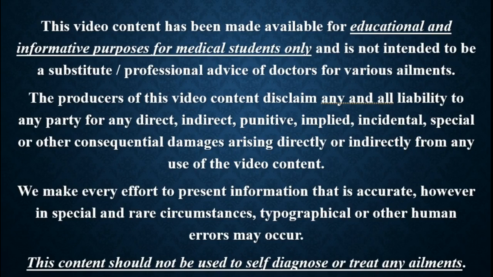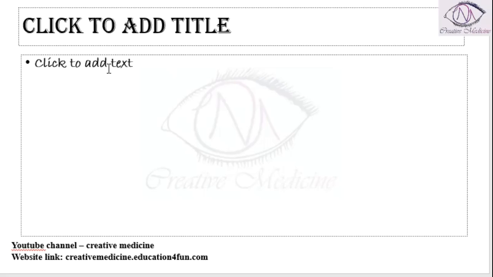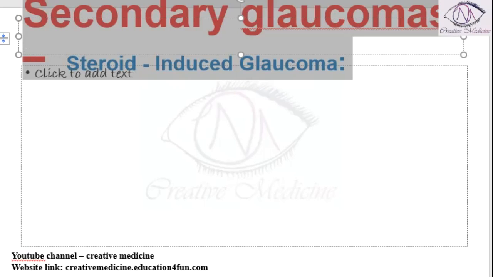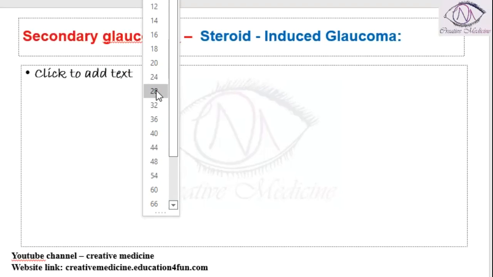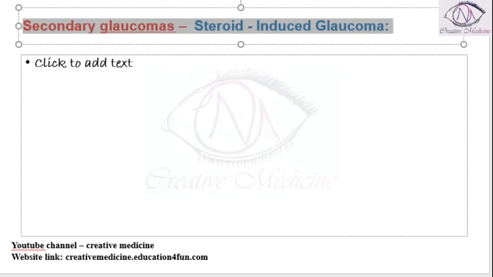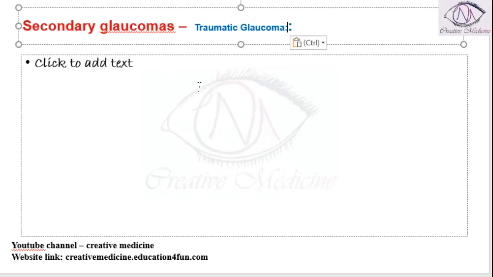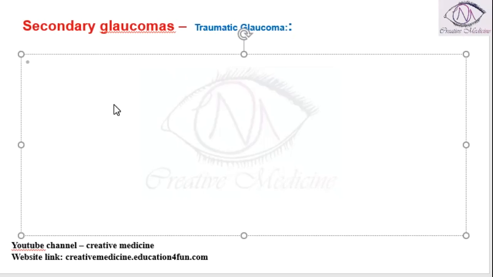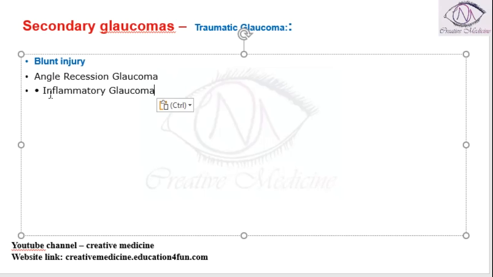In this lecture, we will learn about the secondary glaucomas. We also have one more type of secondary glaucoma, which is traumatic glaucoma. Glaucoma can occur due to a blunt injury. So, blunt injury or traumatic glaucoma is also called angle recession glaucoma, or it can also be inflammatory glaucoma.